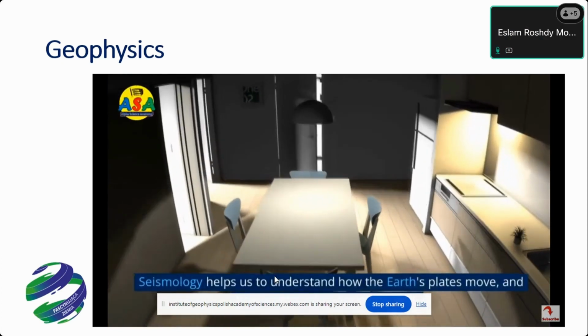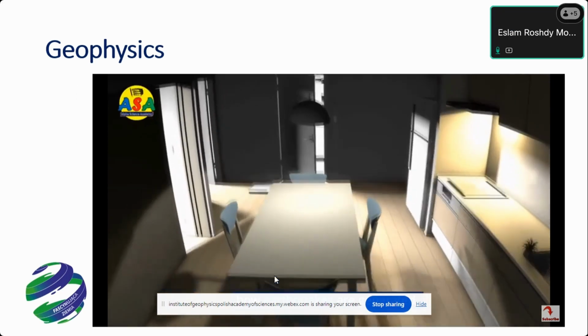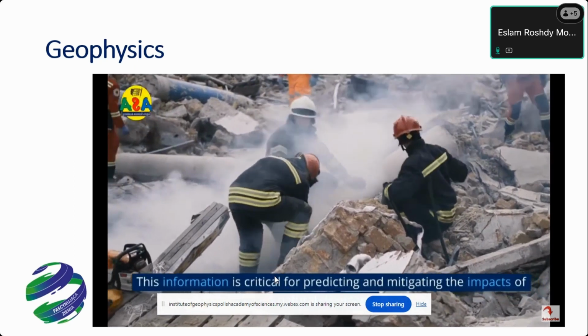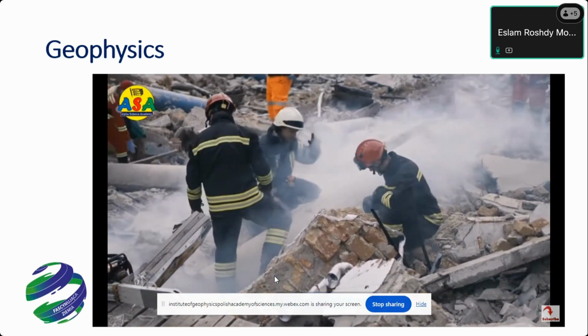Seismology helps us to understand how the Earth's plates move and how earthquakes are generated. This information is critical for predicting and mitigating the impacts of natural disasters.